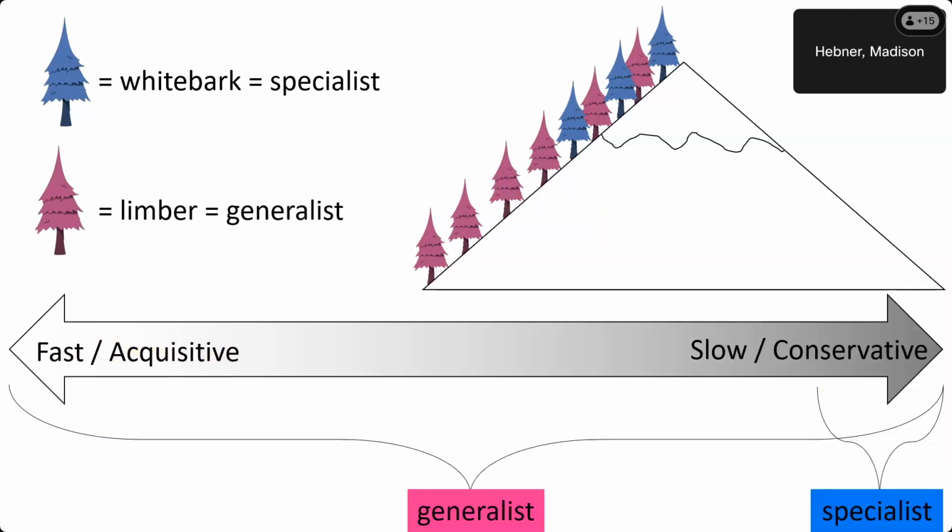Generally, we were able to measure a suite of traits and allocate them to this continuum of fast growth traits and slow growth traits. We hypothesized and found that the specialist, whitebark pine, really specialized in having these slower, more stress-resistant, survival-focused traits, whereas limber pine, the generalist, exhibited traits that were both stress-resistant but also acquisitive, or promoted faster growth than whitebark pine.